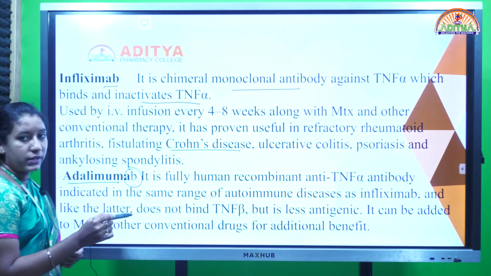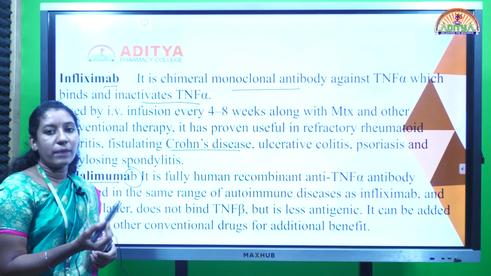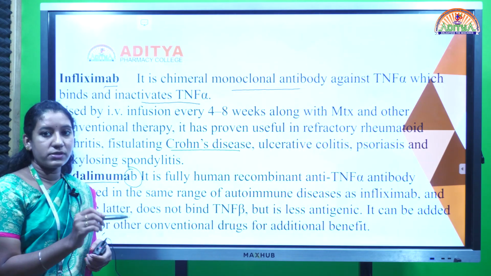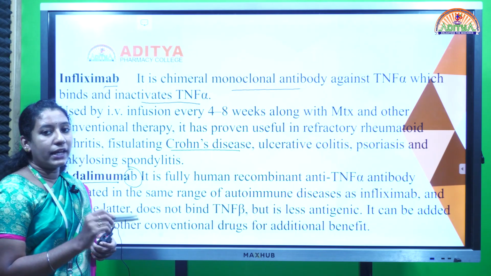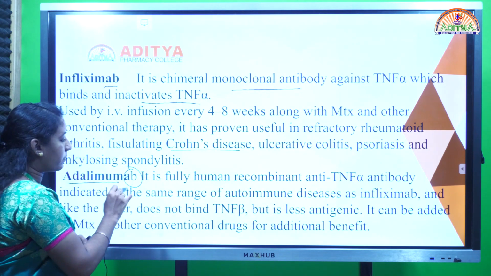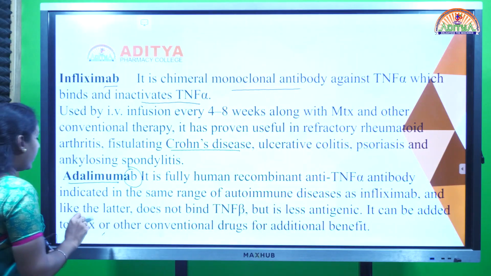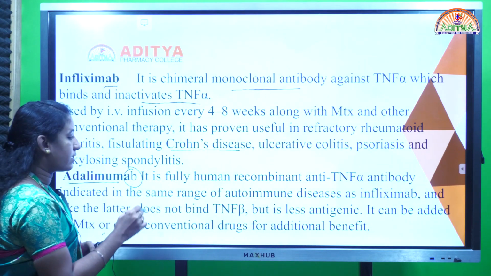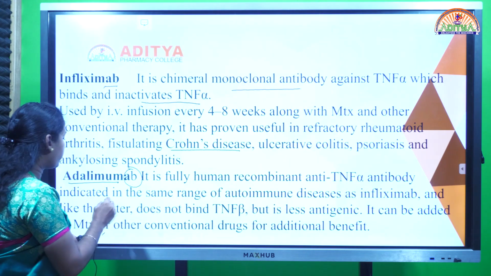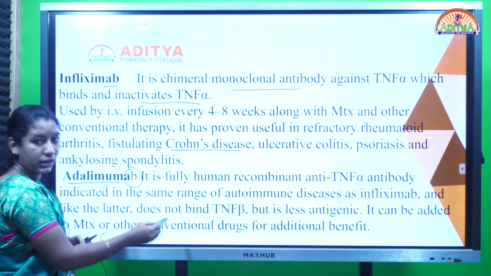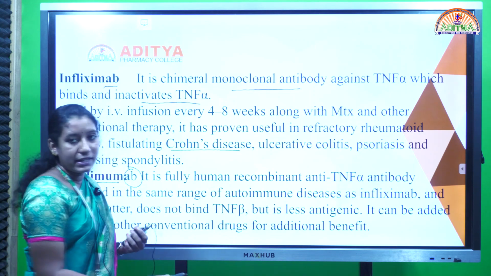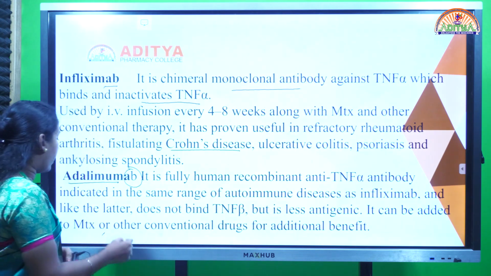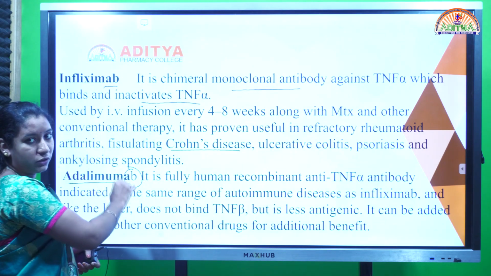So if TNF alpha is inhibited, there will be no amplification of the immune responses, and like that this drug can prevent those immune responses. It also binds to TNF alpha receptors and inactivates those receptors. Coming to TNF beta, it won't bind to the TNF beta receptors, and it is less antigenic, and it can also be used along with methotrexate.